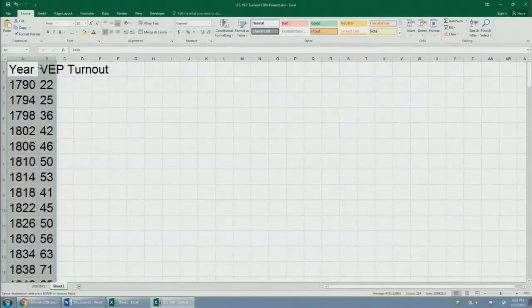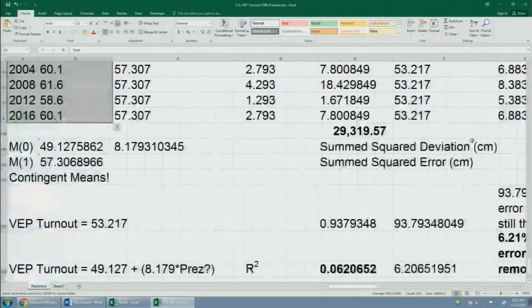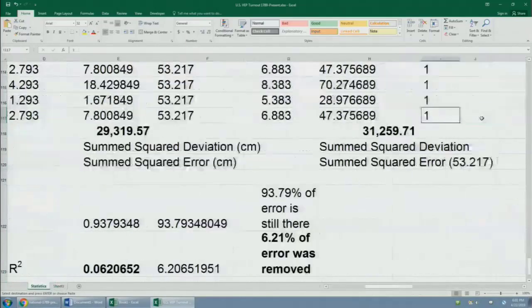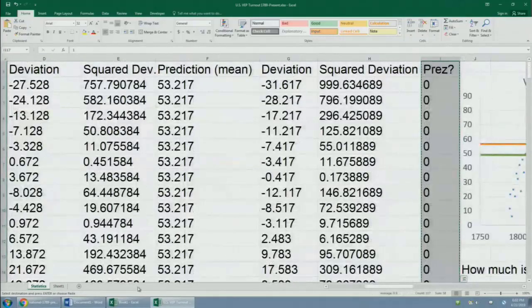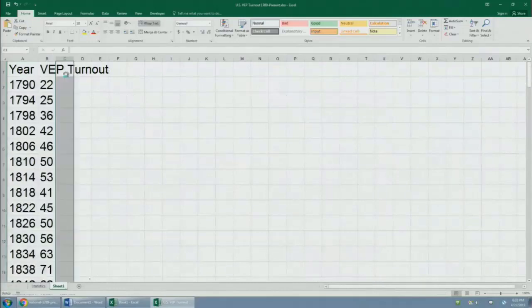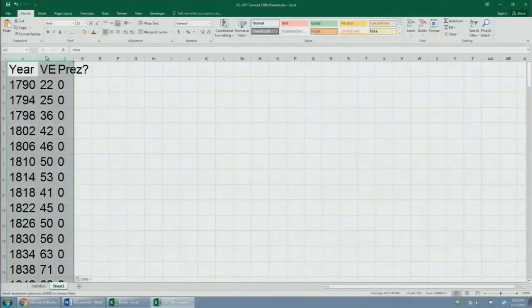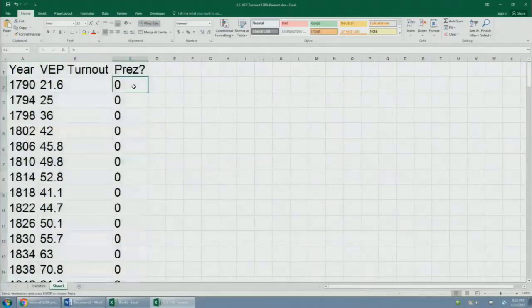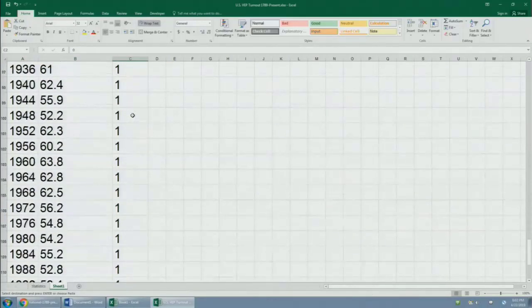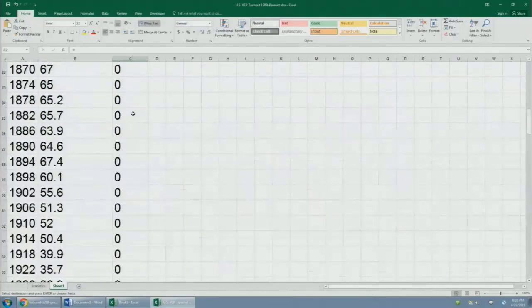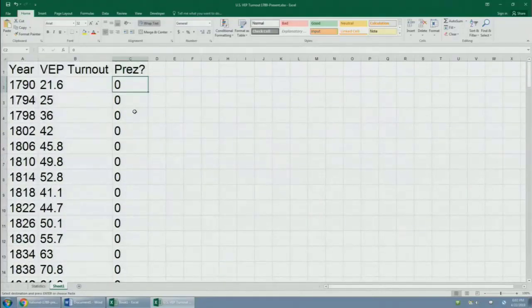So there's our year and VEP turnout. Let's go get the presidential election year data, okay? And let's bring it over here. And then let's, there we go. Okay, so now we've just got our nice clean data. It's just like it was at the beginning. Let's run a regression. You ready? Let's do this.